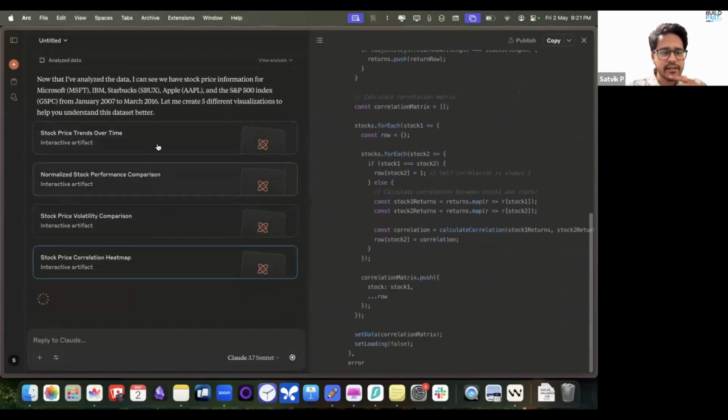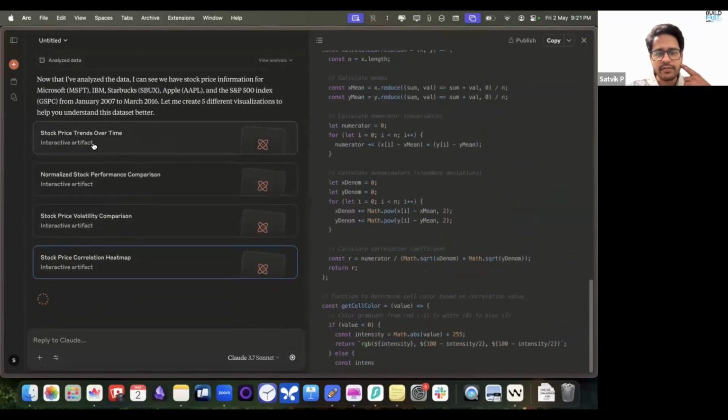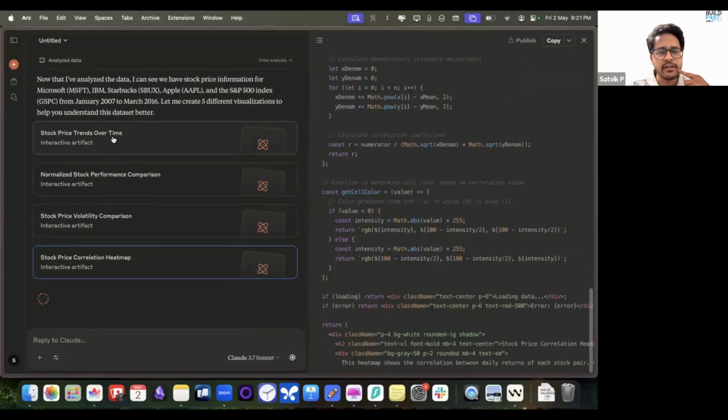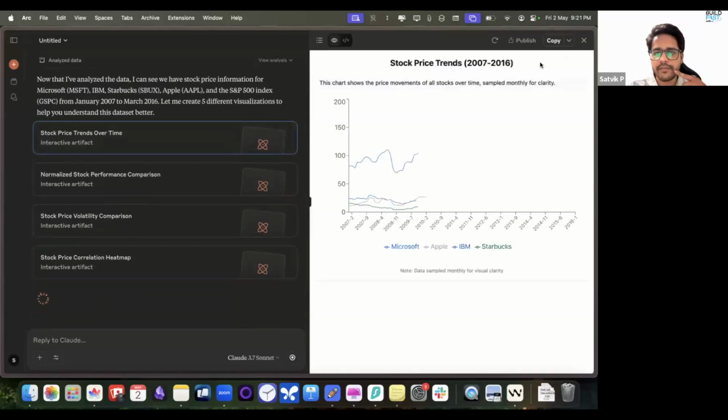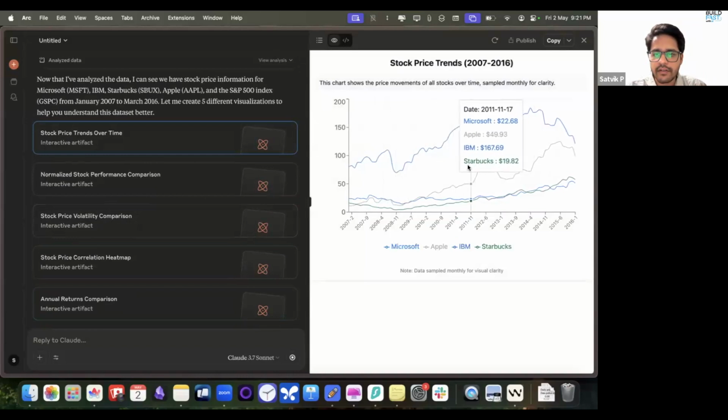It will take a couple of seconds. I asked it to create 5 graphs, and it's actually giving 5 graphs one by one. The first graph is stock price trends over time. Let me click on this. You can see it's 10 years worth of data, and I'm just able to see it directly. I'll just wait for all the graphs to be done. This is a very simple data set, stock price trend. It's basically plotting the 2007 data to 2016. So nothing special. Now it's also plotting some other data set for normalized stock performance.